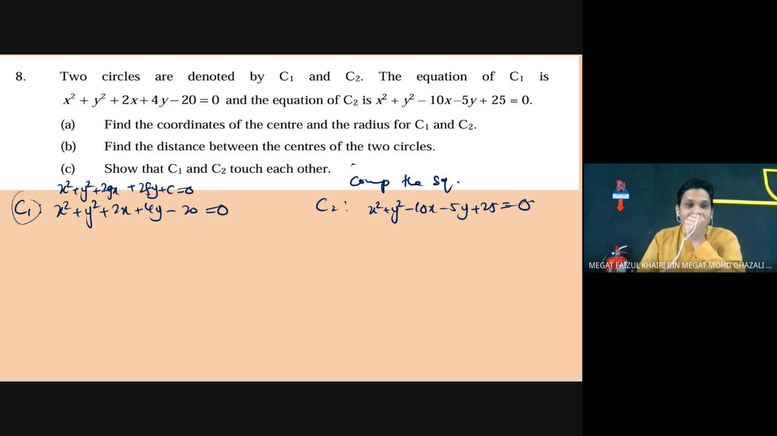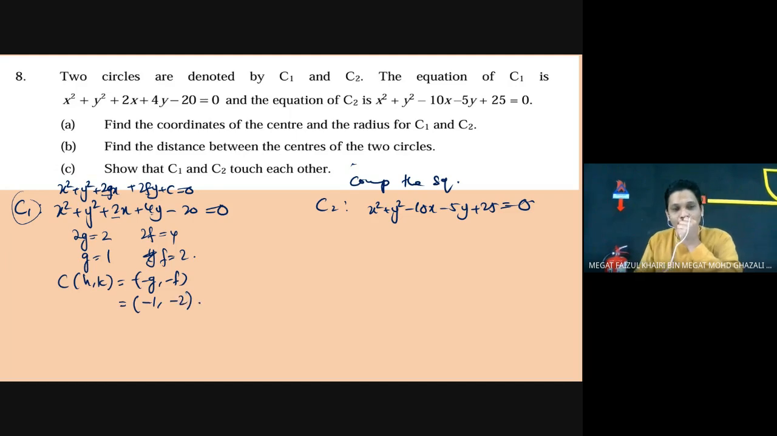Okay, so if you refer to this, 2g equal to 2 here. So g equal to 1 and 2f equal to 4, so f equal to 2. So center of circle H and K, which is negative g and negative f. So what is the center of the circle? g is 1. So negative g, negative 1, and negative 2. Okay, what is the H at the center? H and K, negative g, negative f. And the radius? What is the formula of radius?